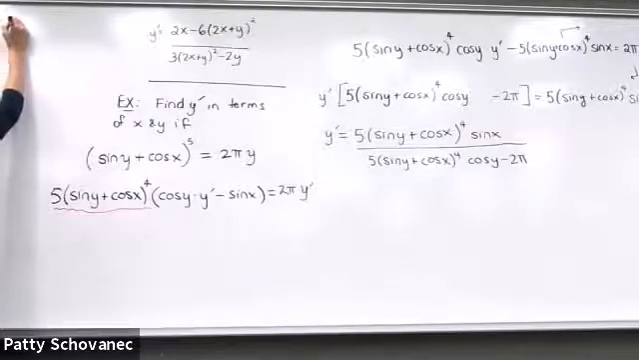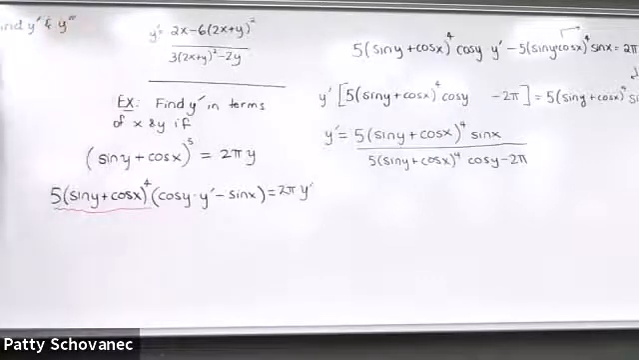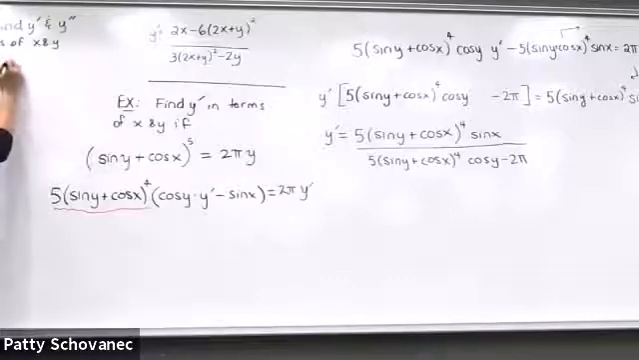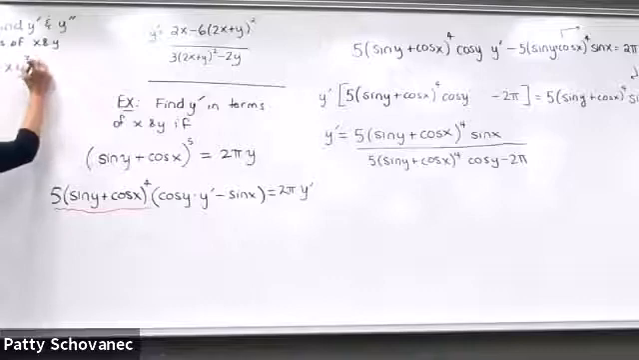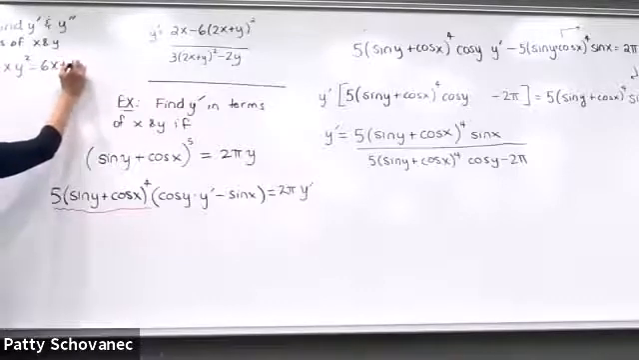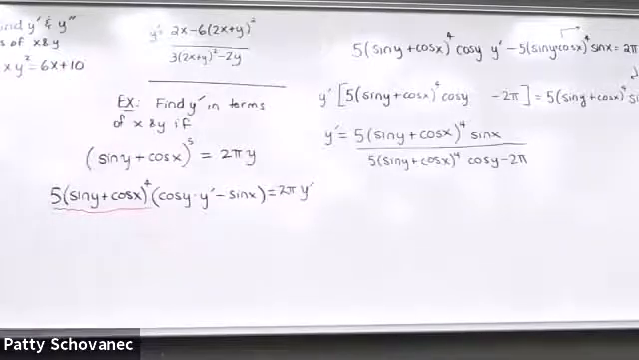Find y prime and y double prime in terms of x and y if 4x y squared is equal to 6x plus 10. How about that? Should have put a y over there. I think it's perfect. It's perfect.